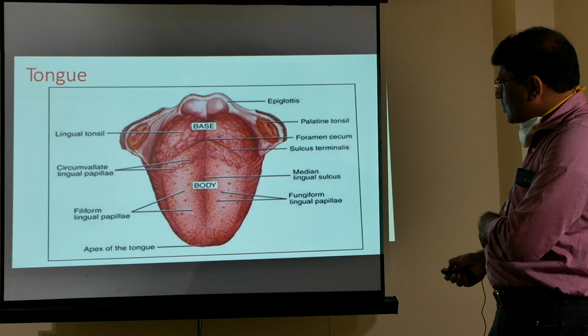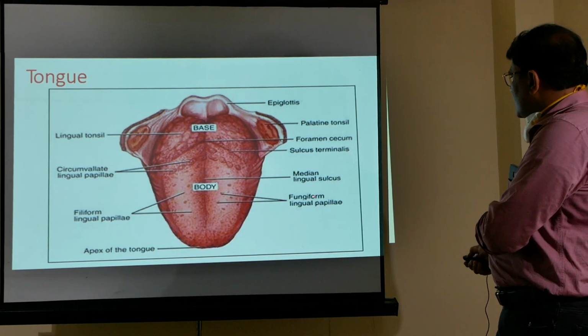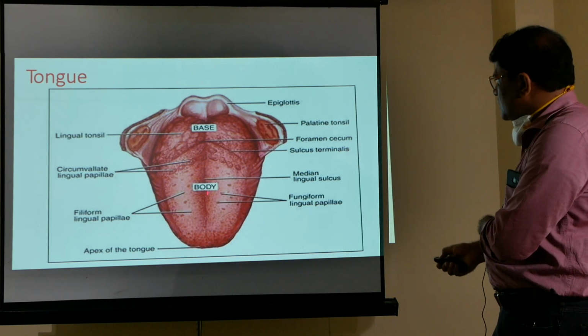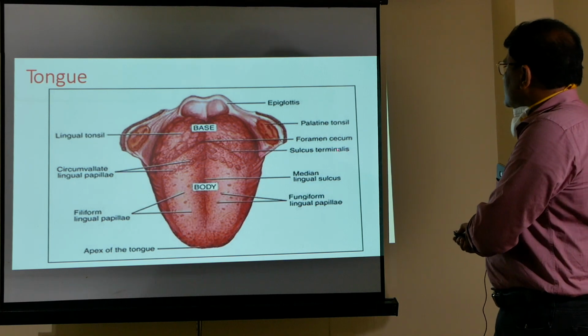Then these smaller ones are the filiform. This is the apex of the tongue. This is the fungiform or lingual papillae. This is the median lingual sulcus over the body of the tongue. This is the sulcus terminalis.